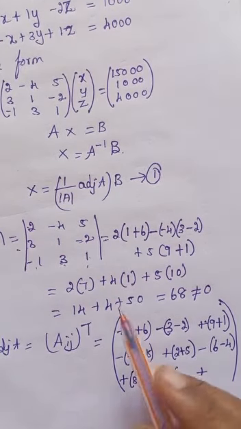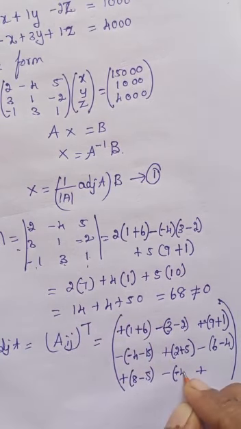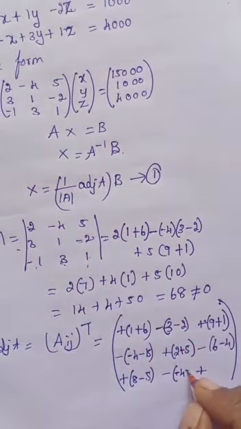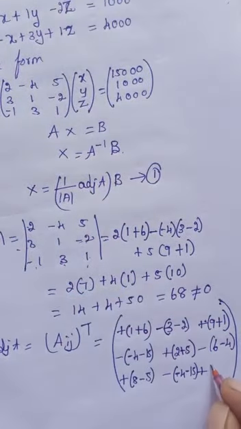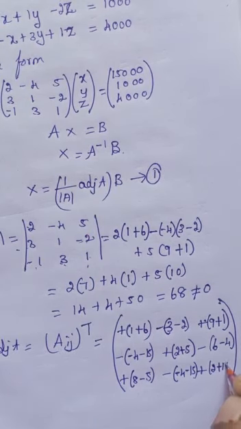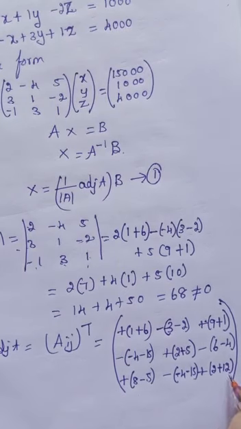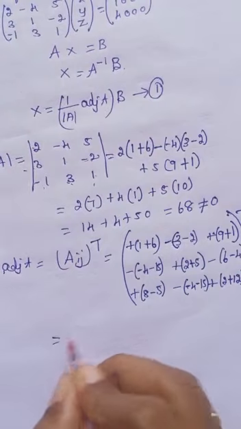And here, 2 into minus 2, minus 4, minus 15, 3 into 5, 15. Now this is 2 minus 3 into minus 4 is minus 12. Since we have a minus here, that is plus 12. The whole transpose. Now shall we simplify it?